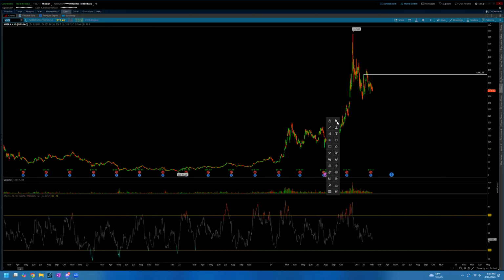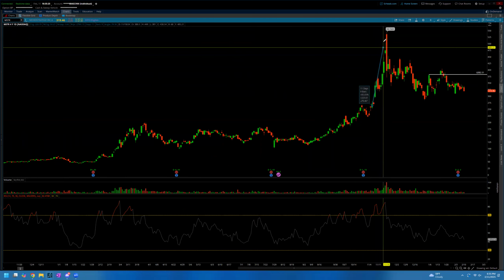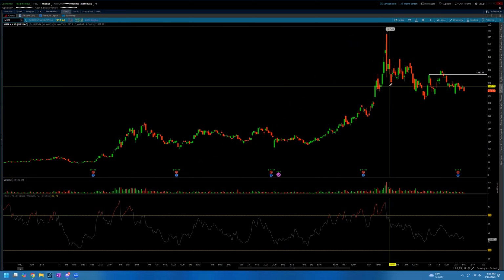MSTR, I'm assuming, is another big one. This one's a bit more parabolic, but here it became overbought, rallied another 100% before it actually put in some kind of meaningful reversal. So I can't stress enough, especially with these oscillator indicators, you really got to take them with a grain of salt, right?